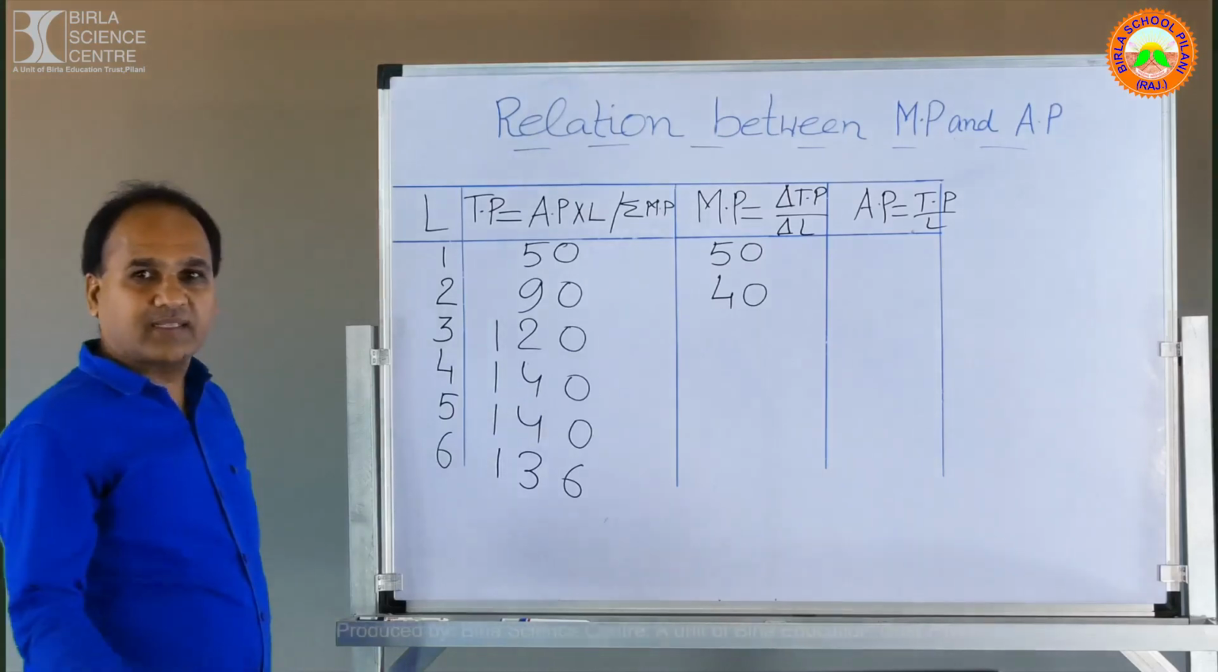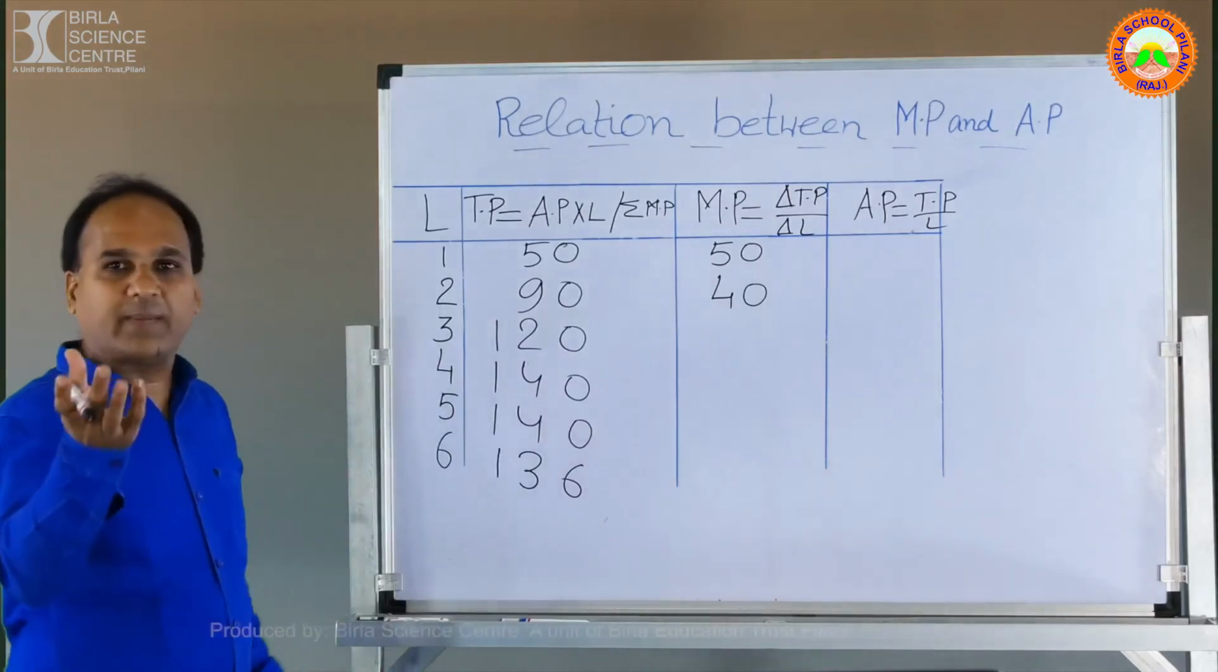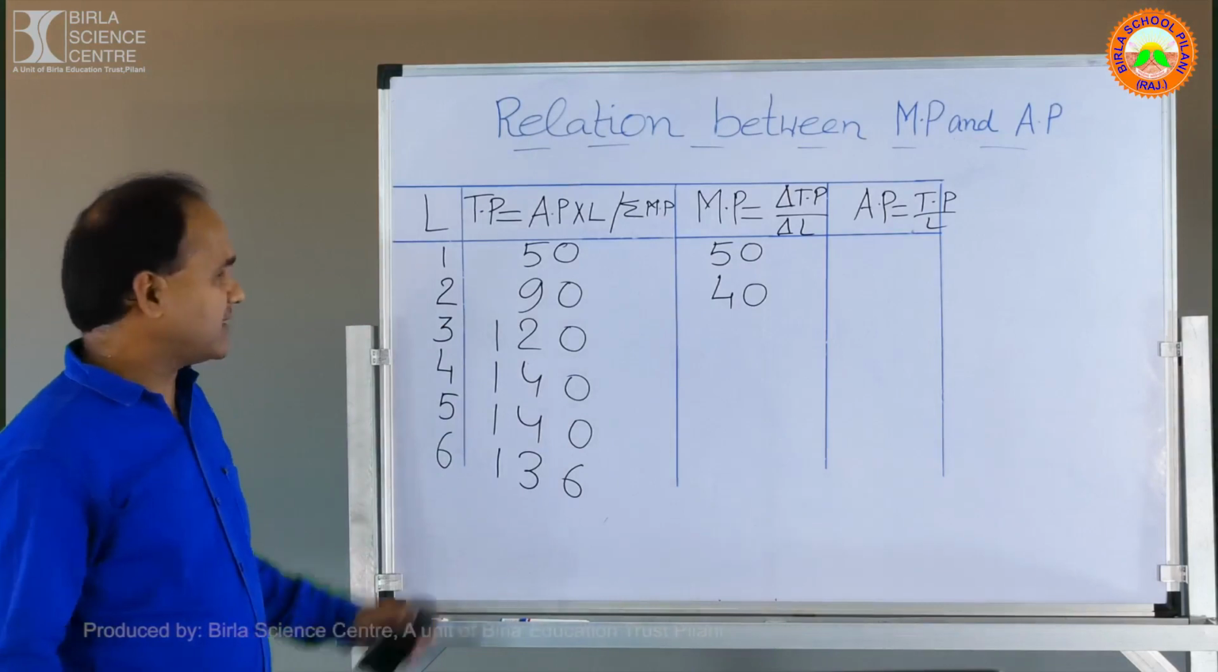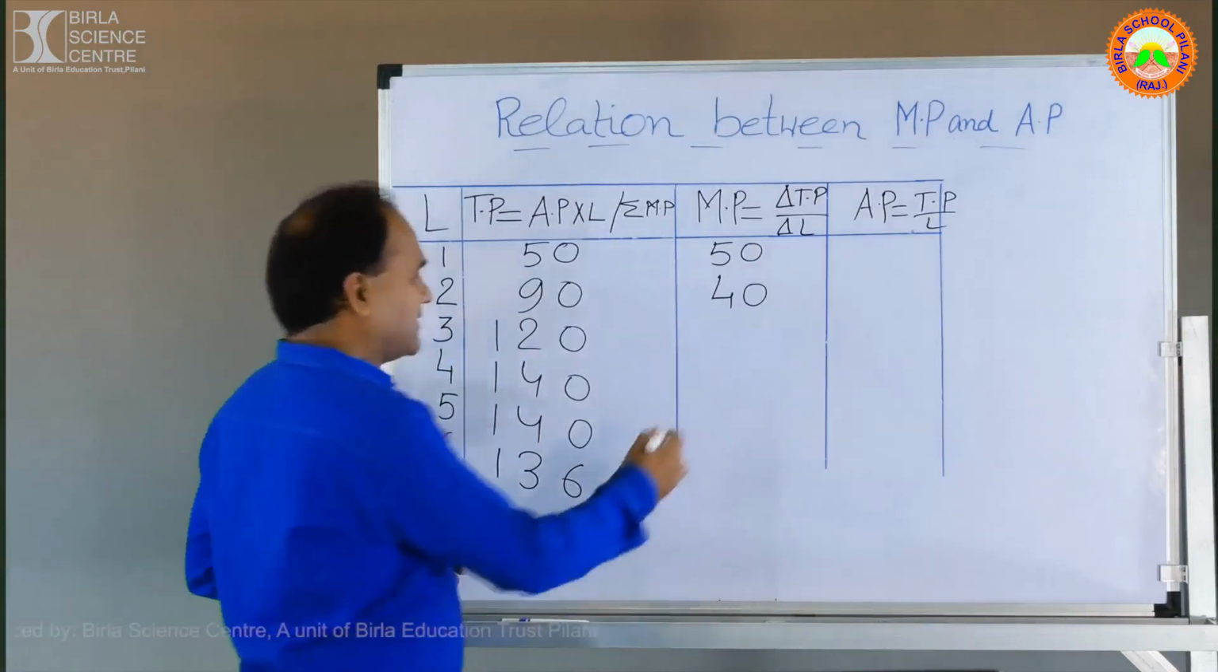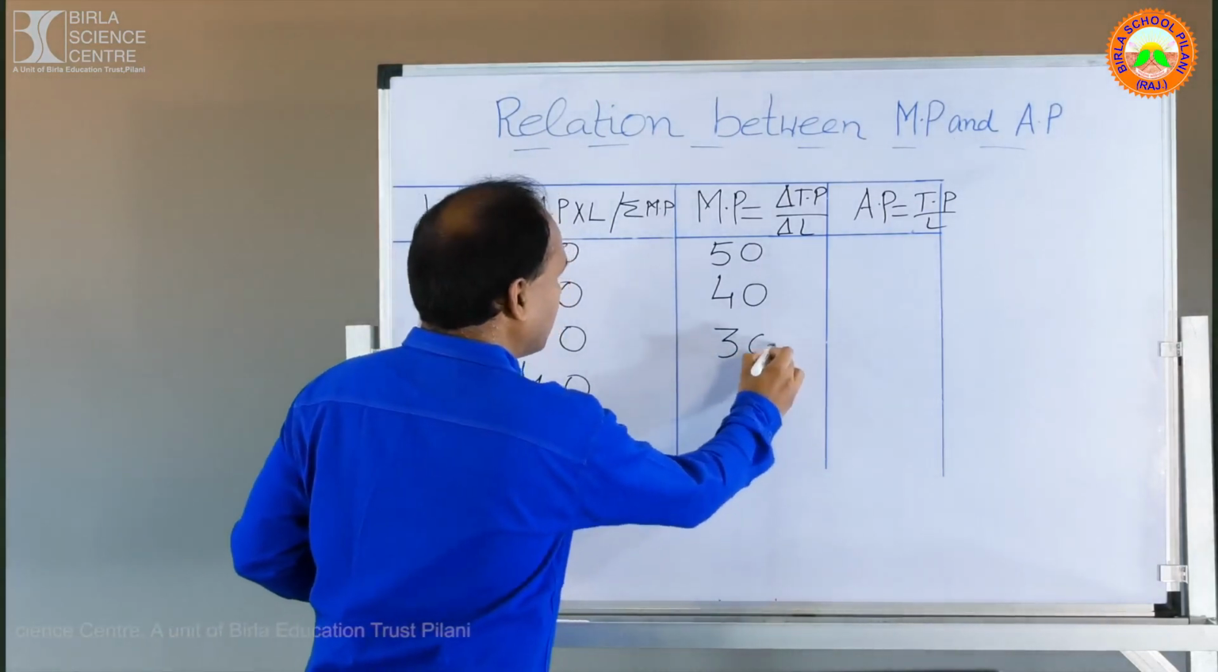On the third day, again the same concept. 3 minus 2, one more labor you are adding on the third day. What is the change in the TP? 120 minus how much? 90. That becomes how much? 30.